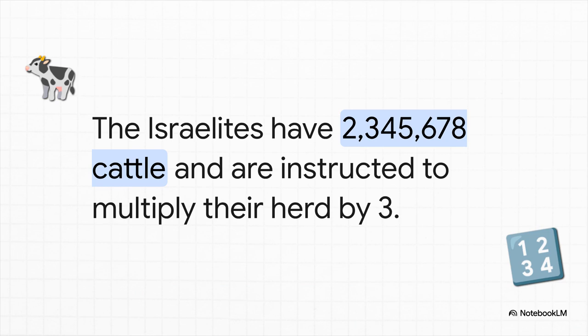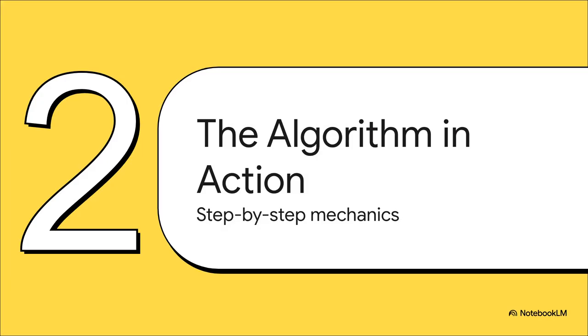All right, so here's the actual math problem at the heart of this whole thing. We've got the Israelites with a very specific number of cattle, 2,345,678. And the job is simple. Multiply that by 3. Sounds straightforward, but with numbers that big, you're going to need a system you can trust. So how do you even tackle a number this huge without getting lost in all the digits? Well, the lesson relies on a very clear, step-by-step process. Let's walk through exactly how it's done.